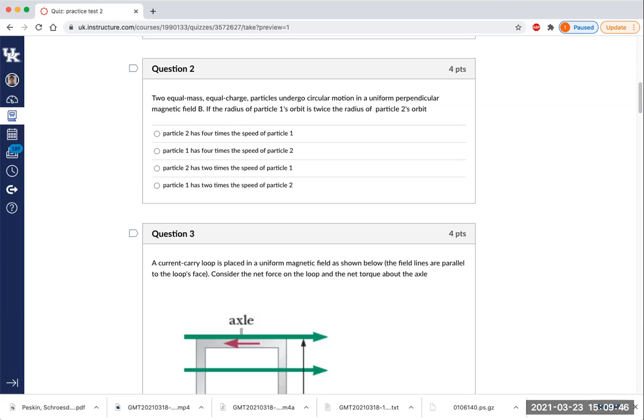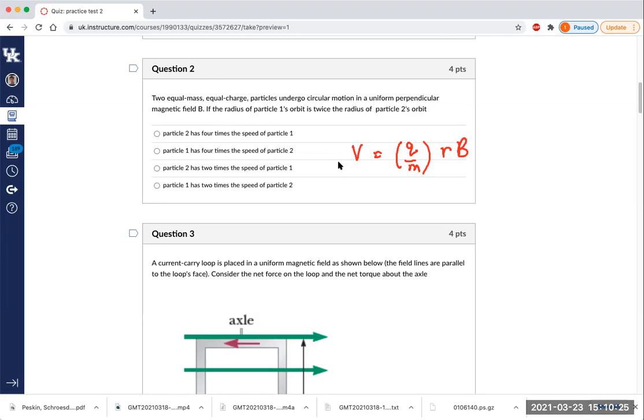Now, in a uniform magnetic field, moving charged particles execute circular motion because the magnetic force in the magnetic field provides a centripetal force that causes the circular motion. And that enforces a relationship between the velocity of the particle and the radius of the orbit. And that relationship, let me write it down. Is this one here.